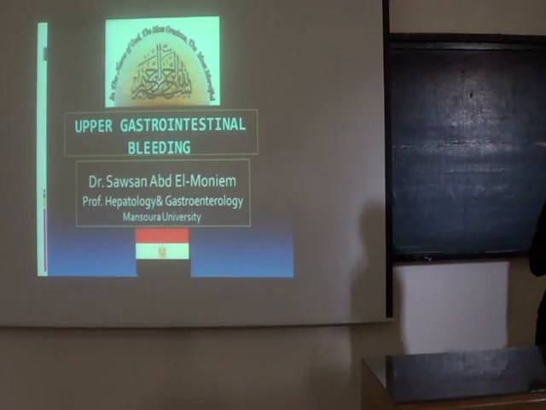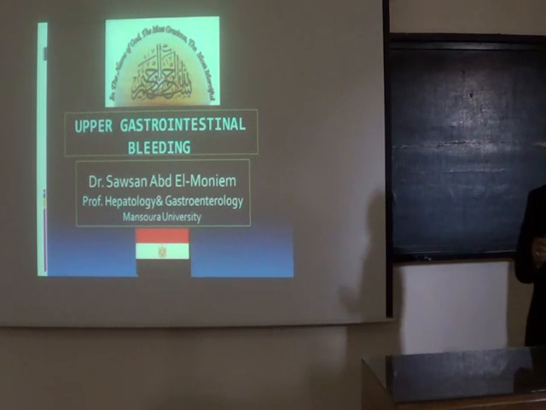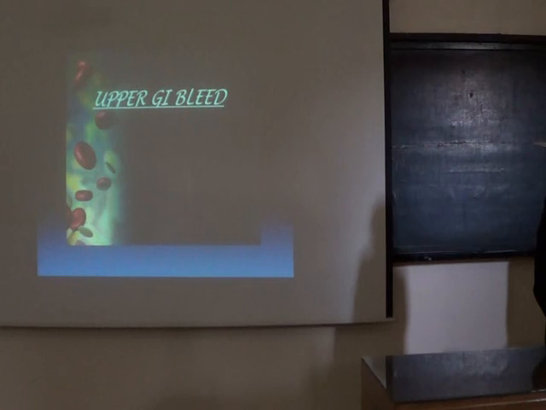Today we discuss one of the most important subjects in GIT. It's upper GI bleeding. Upper GI bleeding is the most common cause of emergency in medicine. Most cases coming to the ER or emergency come with upper GI bleeding.